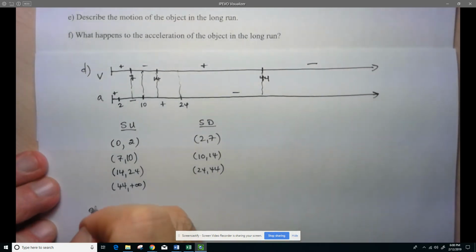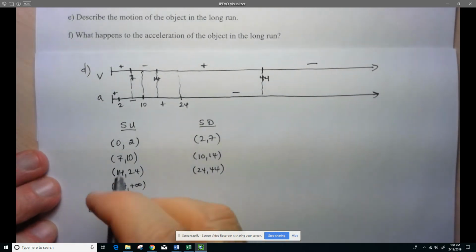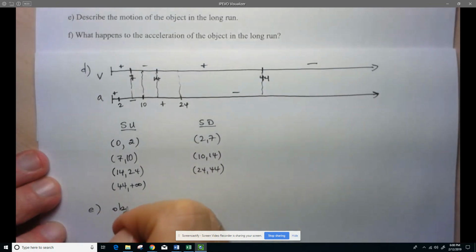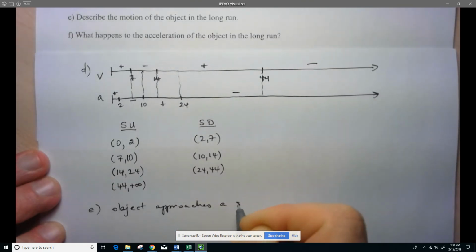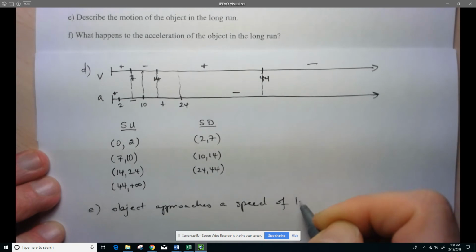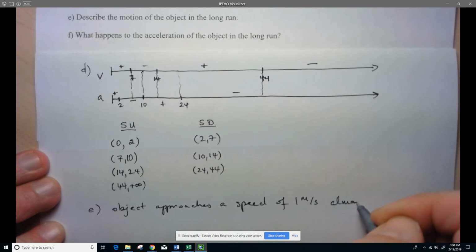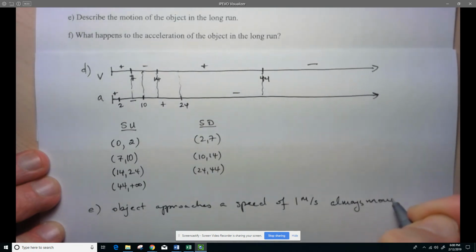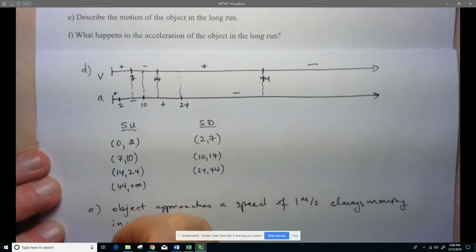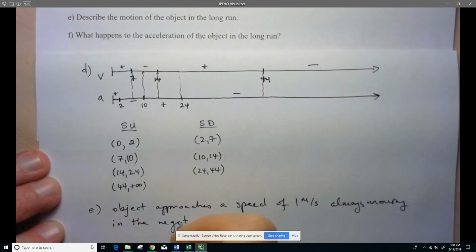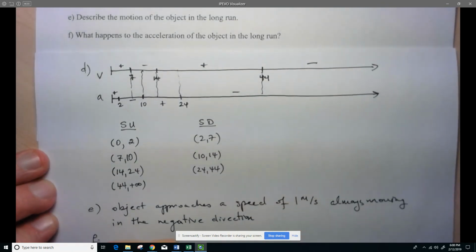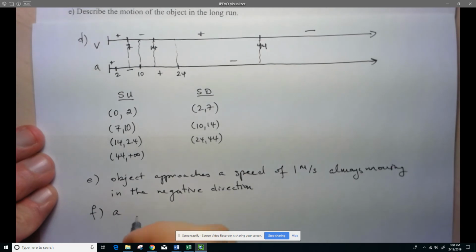So we'll say here for E, we'll answer the velocity. We see that the object approaches a speed of 1 meter per second, and we'll say always moving in the negative direction. Okay, and then for F, we can say that the acceleration approaches 0 in the long run.